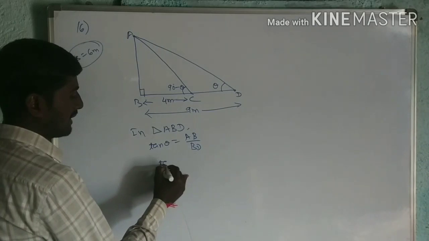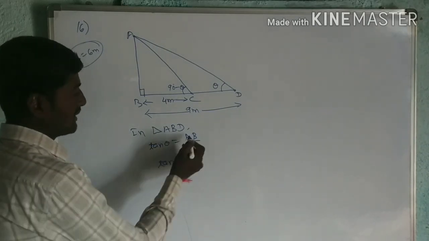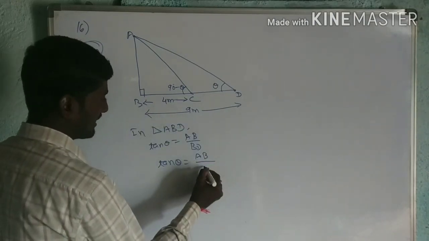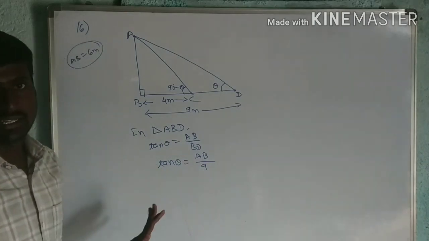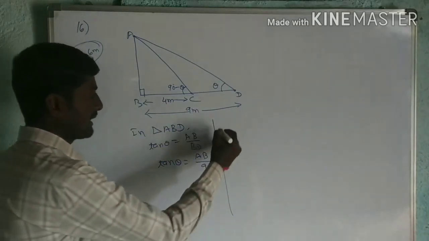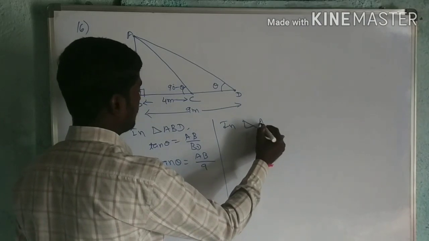Now tan theta, write it as it is. You don't know the value of theta. AB divided by BD is how much? 9 meter. Okay. So AB divided by 9 is tan theta. You keep this as it is. Then I will go for another one. In right angle triangle, what is that?